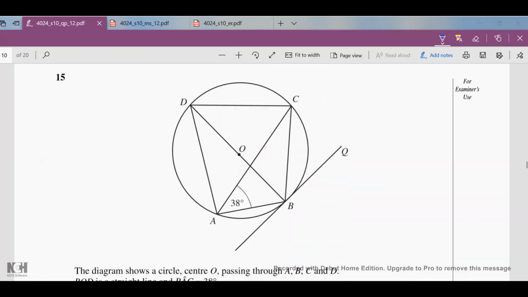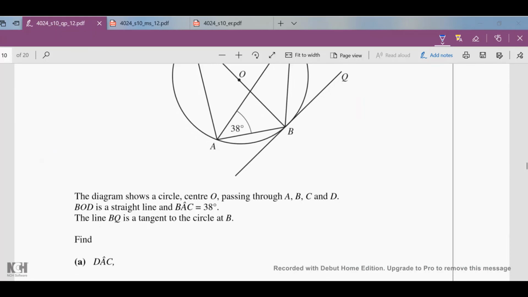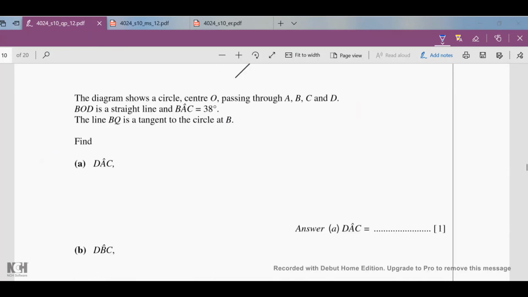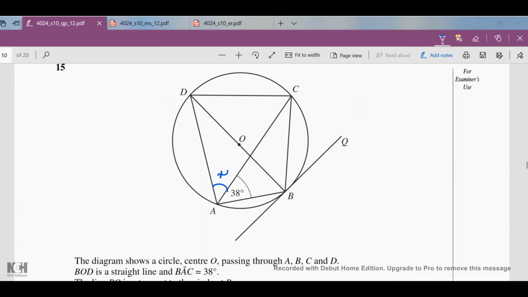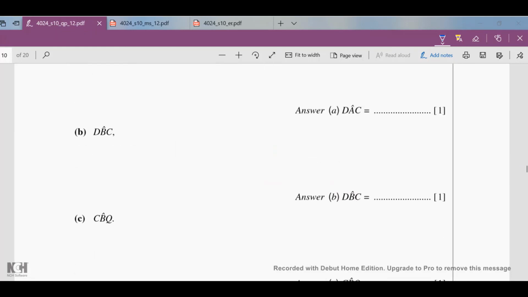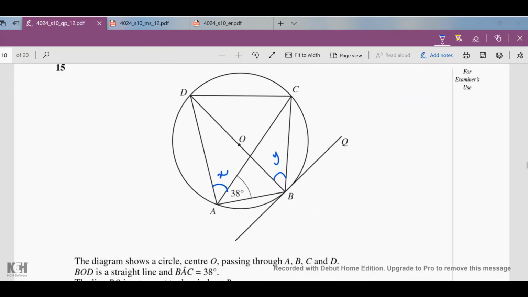Question number 15. Properties of circle. The first angle required is DAC. DAC, I can suppose this is x. Second is DBC, I can suppose this is y. And third is CBQ. CBQ is this part, and that is z.